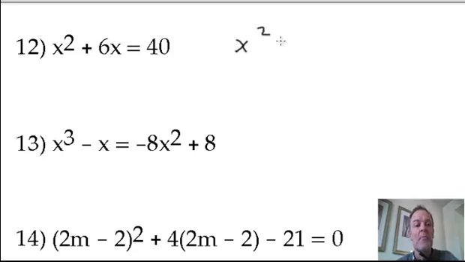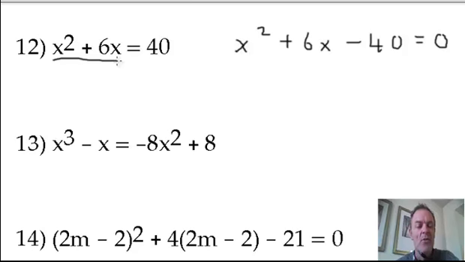x squared plus 6x minus 40 equals 0, and that is now my problem to solve. Please don't try factoring x's out of here, which I've seen people do before. You can't do that. Well, there is a special way of doing that, which we'll come to later, but this is just turning into a regular trinomial you're going to factor. So there we go. That's how you do this.